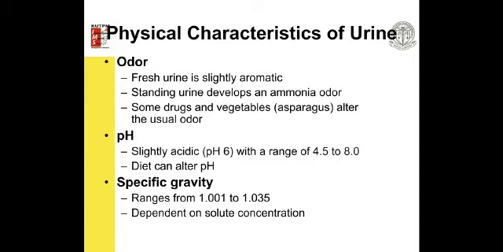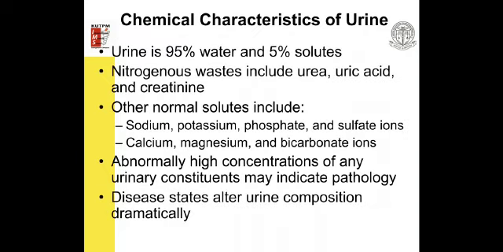The fresh urine is slightly aromatic, standing urine develops an ammonia odor, and some drugs and vegetables alter the usual odor. It's slightly acidic with a range of 4.5 to 8. There is a limiting pH. Diet can alter the pH. Specific gravity, as I told you, is around 1001 to 1035, depending on the solute concentration.